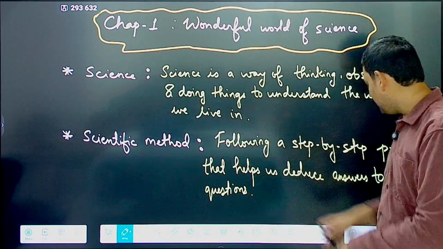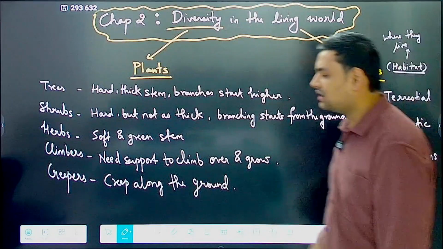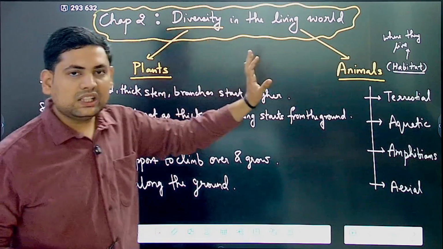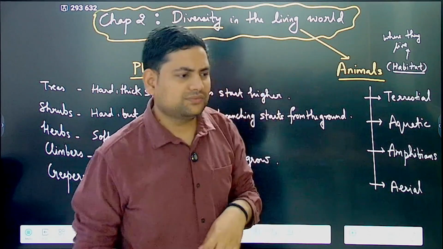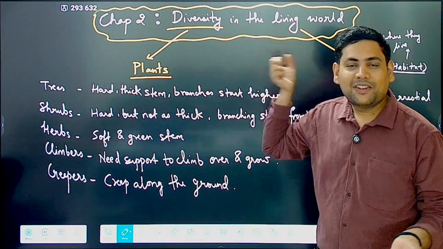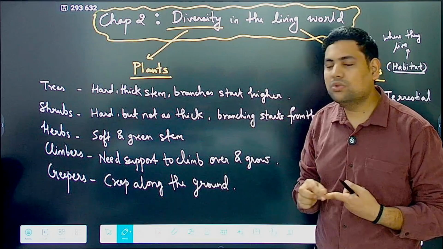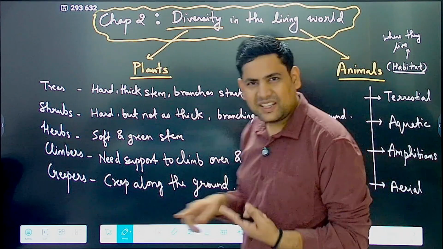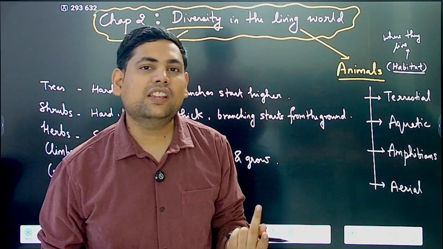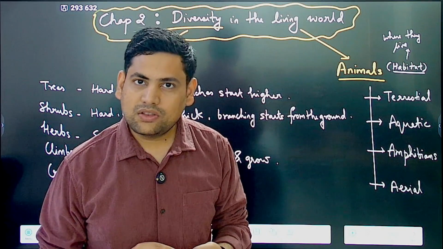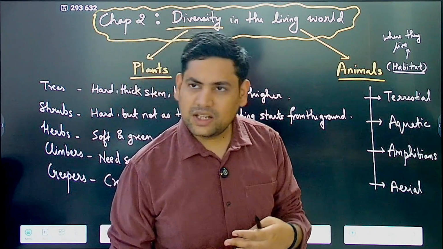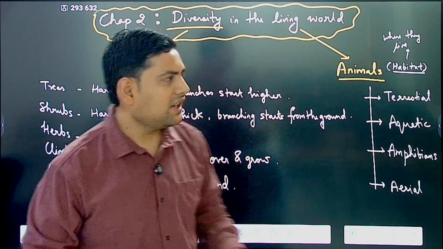Then let's get to chapter 2. From here they mainly start with the main chapters. The chapter name is Diversity in the Living World. If I talk about the living world, you might know what is living. Living is something that can do most of the biological processes. For example, respiration, taking in some form of air, then digestion, then reproduction. If all these basic properties are done by something, we call it living. Otherwise we call it non-living.